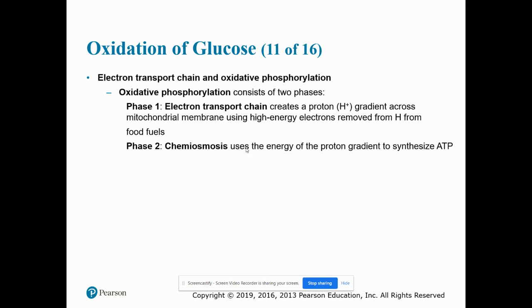And then we're going to talk about electron transport chain and oxidative phosphorylation. So oxidative phosphorylation consists of 2 phases. We have phase 1, which is electron transport chain, and phase 2, which is chemiosmosis. In the electron transport chain, we are going to create a proton gradient across the mitochondrial membrane using high energy electrons that are removed from hydrogen from food fuels. Chemiosmosis is going to use the energy of the proton gradient to synthesize ATP.